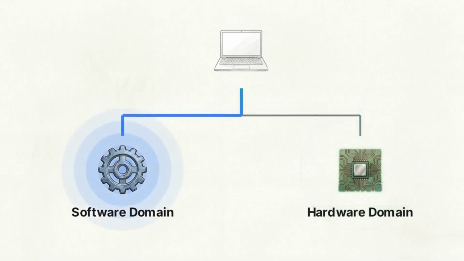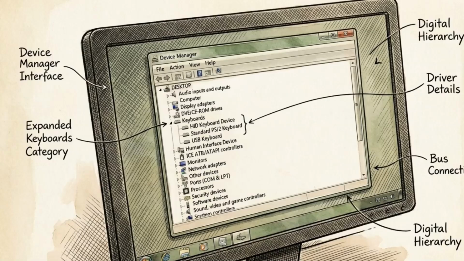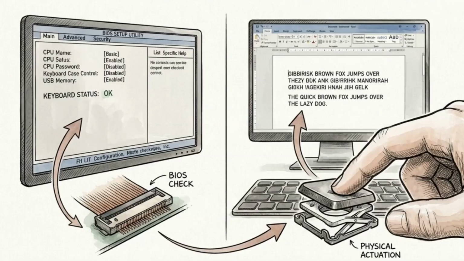Because the hardware works here, the problem must exist in the software domain. By confirming the hardware is intact, you save yourself the trouble of disassembling the laptop, and you know exactly where to focus your repair efforts. If your keyboard works in the BIOS but dies in Windows, you are likely dealing with a corrupted driver state.